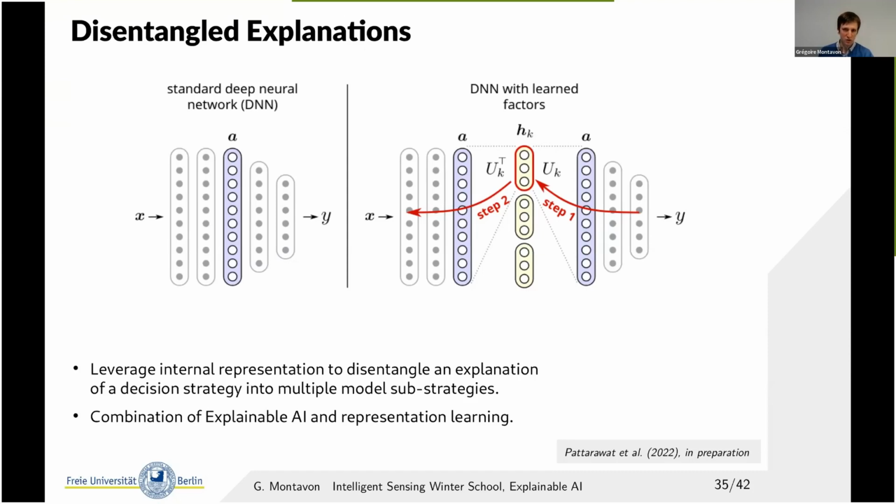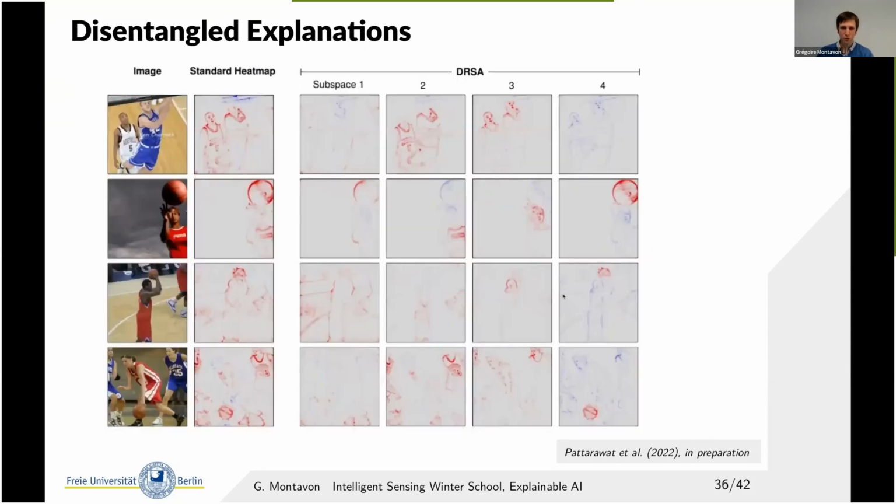What we have proposed is to combine explainable AI and representation learning in some latent layer of the model to build this kind of expanded heat maps, where the heat map can now be decomposed into different subspaces that indicate the contribution of various sub-strategies to the overall classification strategy. Here are some images classified as basketball, and this is the typical heat map that we can get with, for example, LRP. You see a lot of basketball type features, but in fact you have a lot of different features that are predictive of basketball.